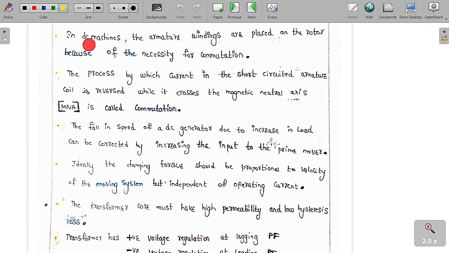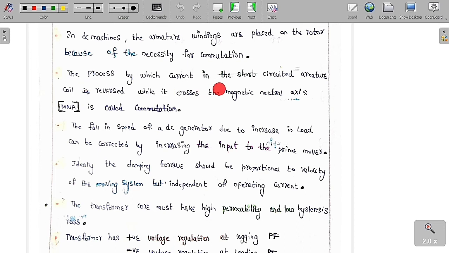Commutation means the time when the brush goes from one commutator segment to another, called the commutating time. In that time, there is a short circuit for the coil, so the current should reverse in that time itself, and the induced EMF is equal to 0 there. Otherwise, a spark will occur. If the current changes direction within the time TC, it is a successful commutation; otherwise, it is an unsuccessful commutation.